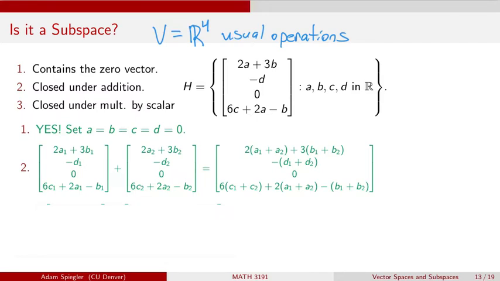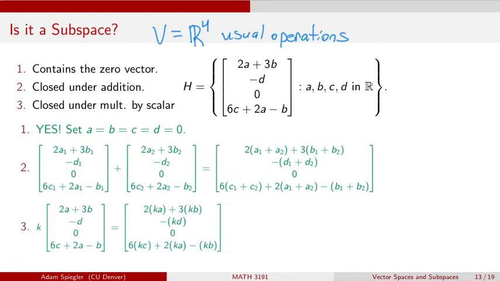And then the last condition that we need to check is, is this closed under scalar multiplication? And that is a little less tricky to verify. If I take some scalar k times an arbitrary vector in H, we get something back that looks like an arbitrary vector in H. So this kind of strange looking subset of vectors actually does form a nice subspace in R4.